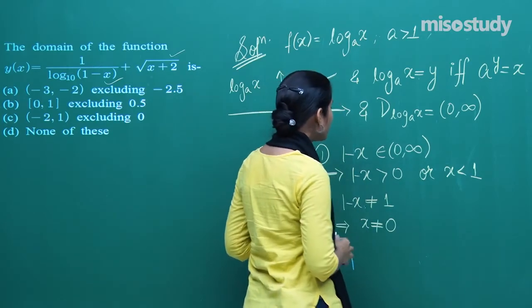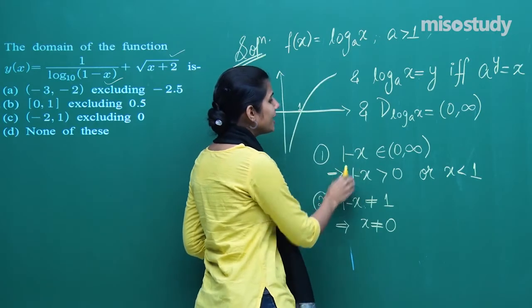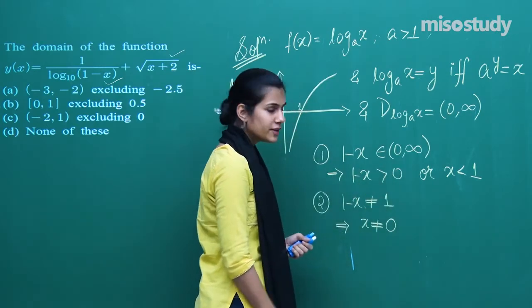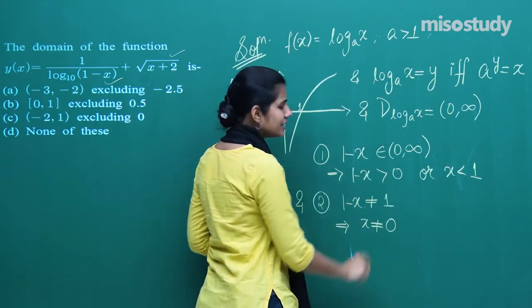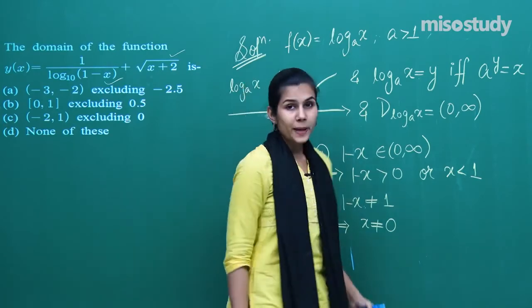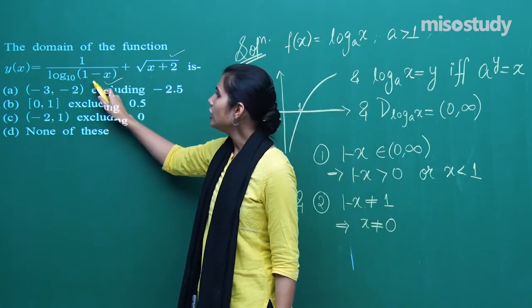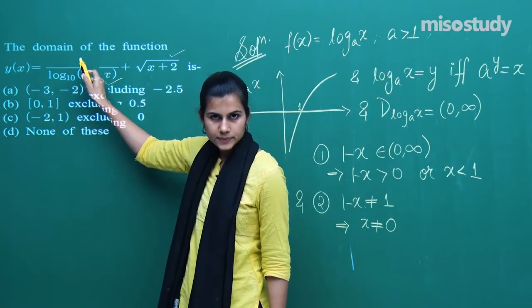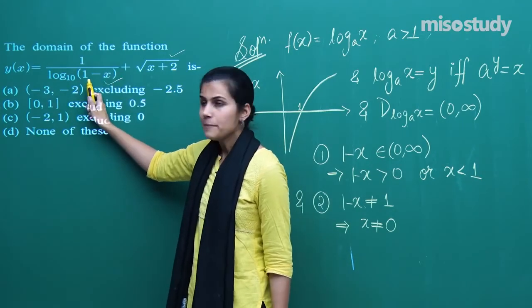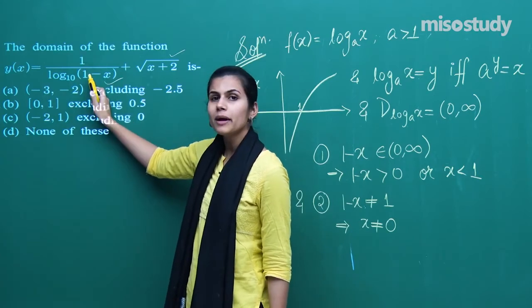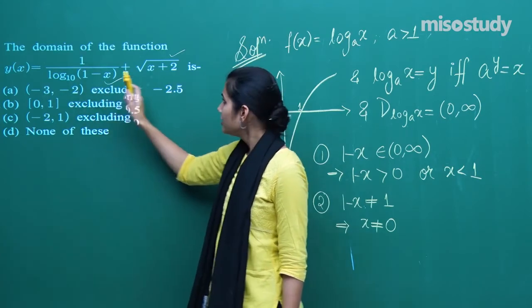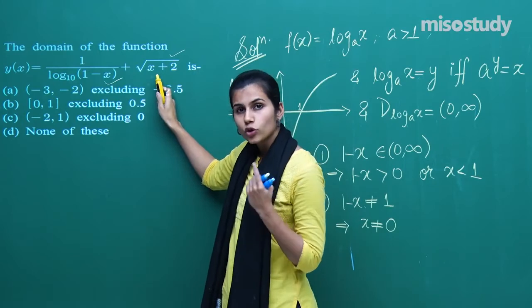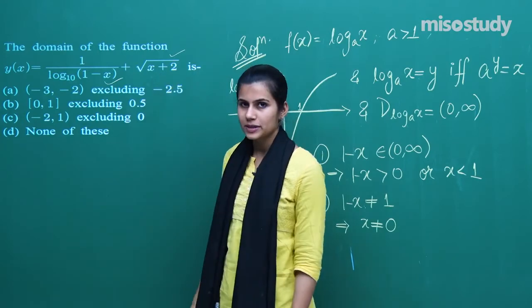And now I have two conditions with me: when 1 minus x belongs to (0, infinity) and 1 minus x is not equal to 1, in that case 1 upon log(1 minus x) to the base 10 gives you real answers. But for the same x for which 1 upon log(1 minus x) gives me real answers, the same x's are getting incorporated over here inside under root x plus 2.